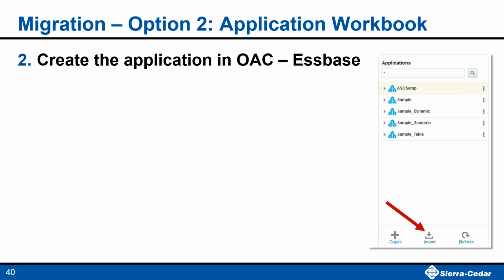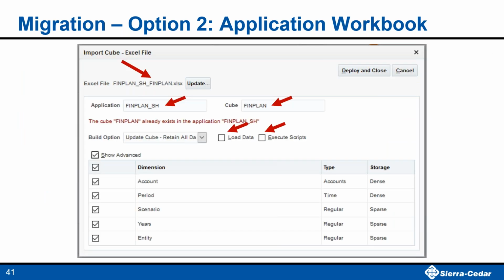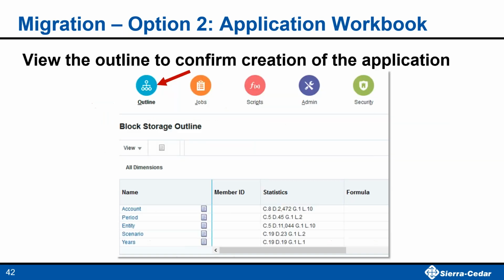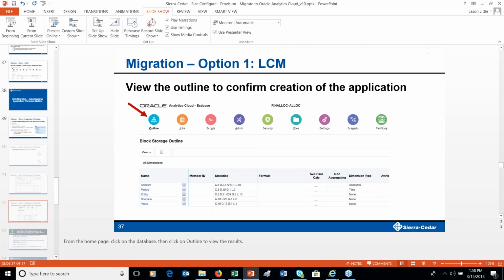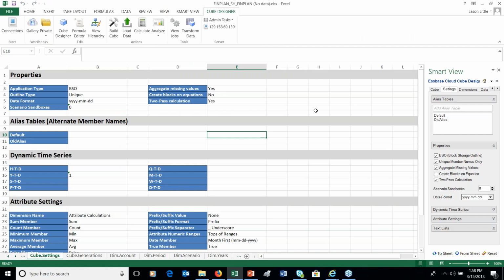So within Essbase, again, we can create an application shell, and then we basically import that cube, and it generates an Excel file for us with that particular application. And then you can go view that application in the cloud once you run the script. So back here to Excel, I went ahead and ran the workbook migration approach, and I'm in a sample workbook now.